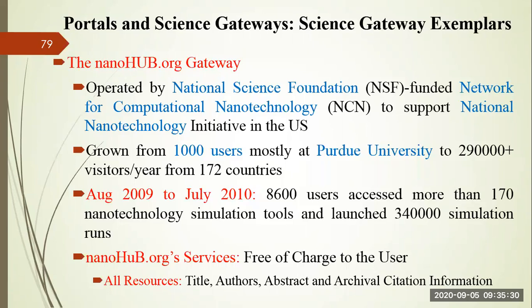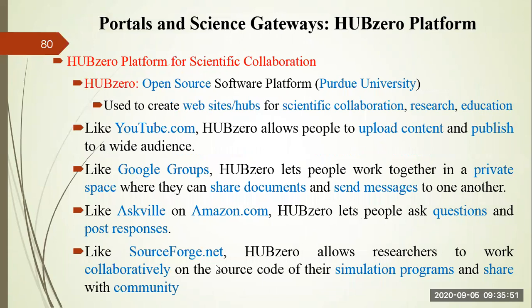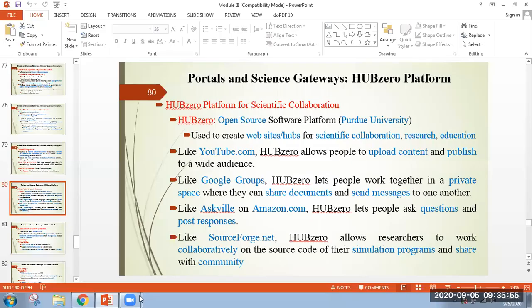Each and every resource in nanohub.org has a title, the author of that particular tool or resource, an abstract of the resource, and how many citations, how many people have referred to that tool. Everything is maintained in nanohub.org. Now we'll take a poll, then we'll discuss further.